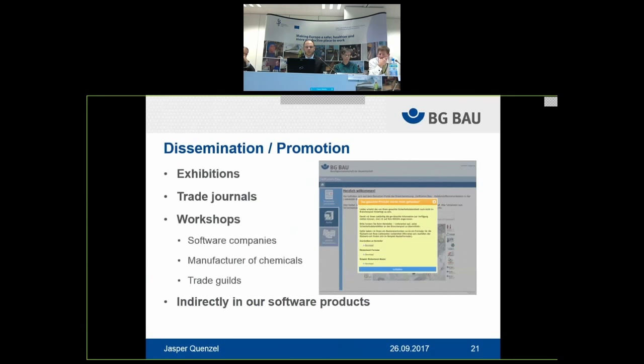And the last point is that we promote this solution indirectly in our own software. If you cannot find a product in Wingis or in GEFCOM, there will be a pre-formulated letter which you can send your supplier, in order to motivate them to send the safety data sheets into GEFCOM BAU, into Wingis, and all these solutions that we offer.